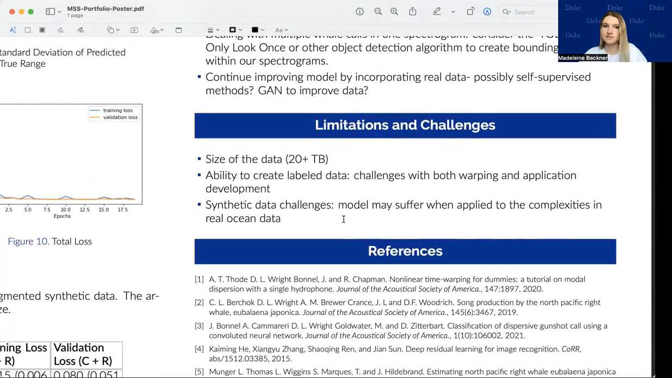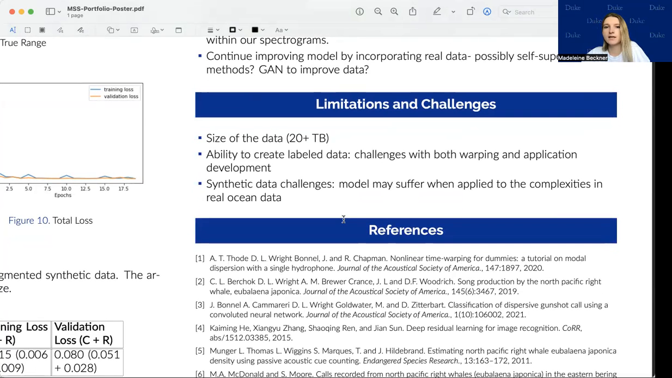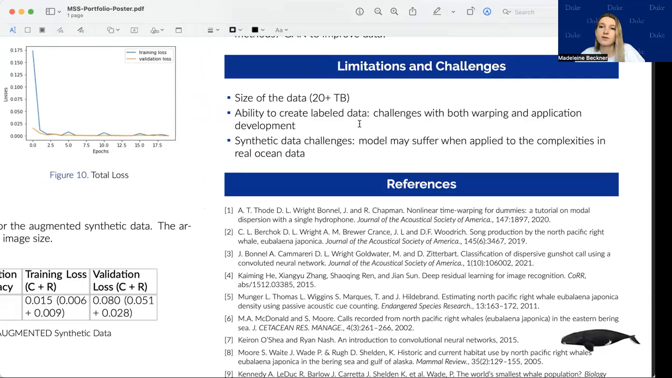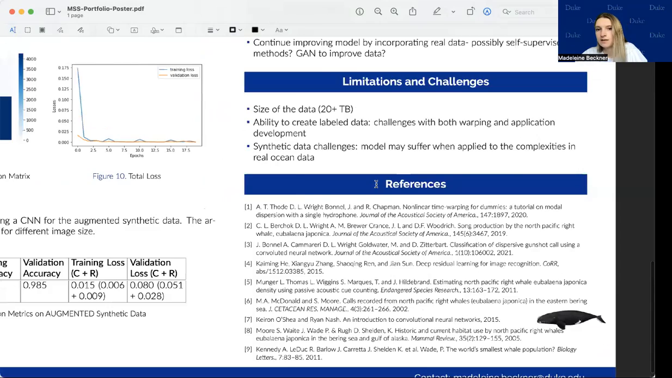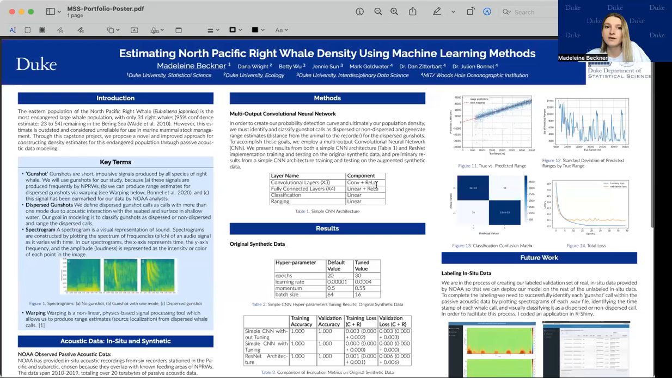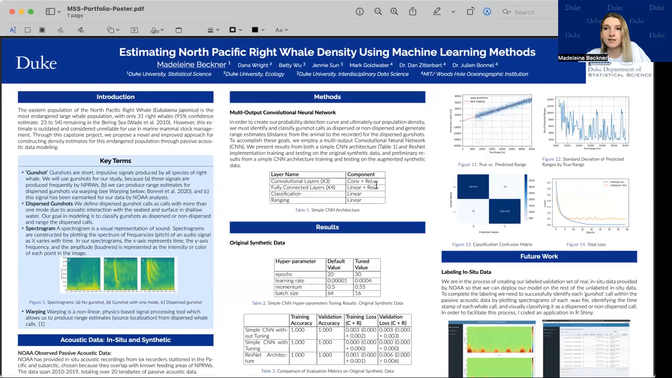So some limitations and challenges, I touched on these, but size of the data presented some challenges in terms of storage and tuning. We ended up using AWS S3 for storing and SageMaker for modeling. The ability to create labeled data was the main issue because we had challenges with warping and application development. And then our main challenge is that the model may suffer when applied to the complexities of real ocean data. But ultimately, I think this project has been a very valuable exploration in how to rework density estimation in ecology using machine learning and passive acoustic data modeling.